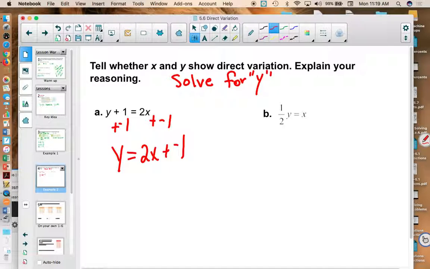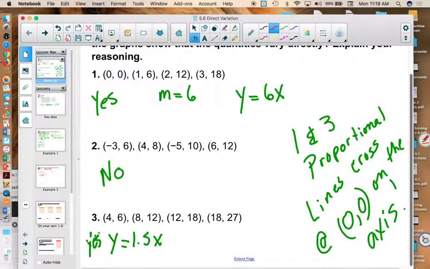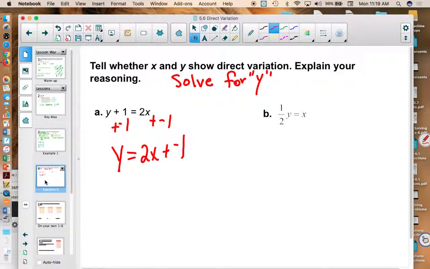Remember when we go back up to the beginning, what was our formula here? Y equals 6x. The second one, y equals 1 5/10 x. When we go over to here, y equals 1x. When we get to here, y equals 2x plus 1. Is it direct variation? No. Because of that right there. So this is not.